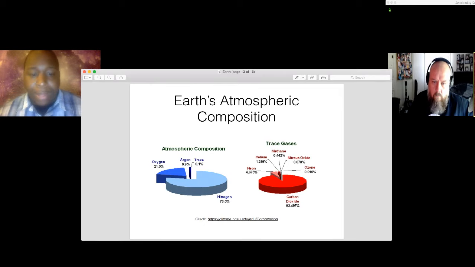On the left side of this image, we're seeing a breakdown of essentially 100% of the atmospheric composition, where a large majority of it is nitrogen. The next largest substance in amount would be oxygen. Then we go on to argon, and then trace elements of other things.